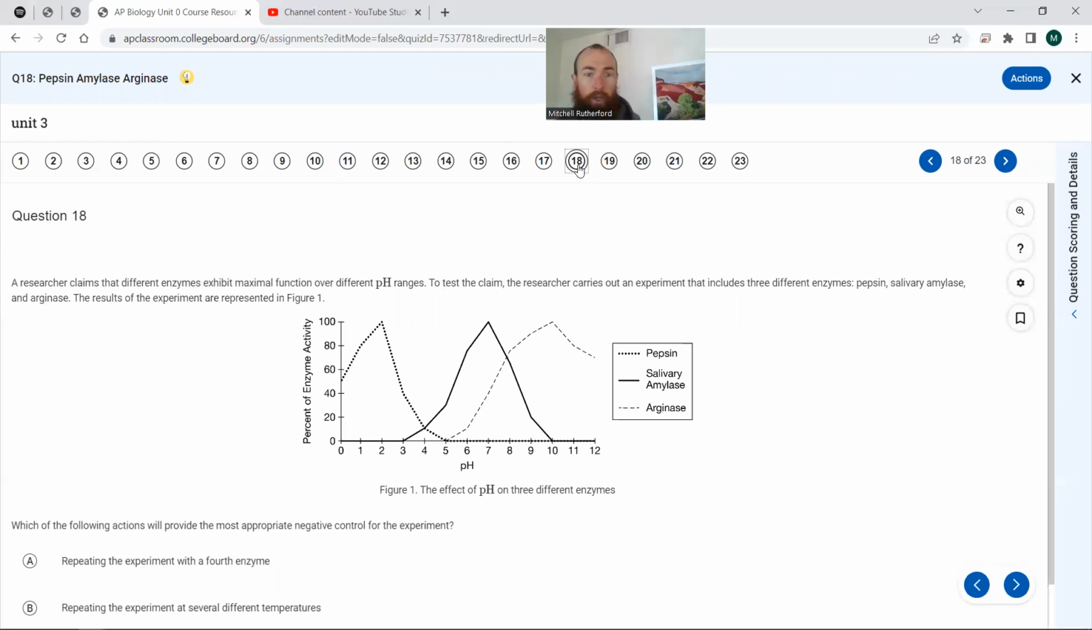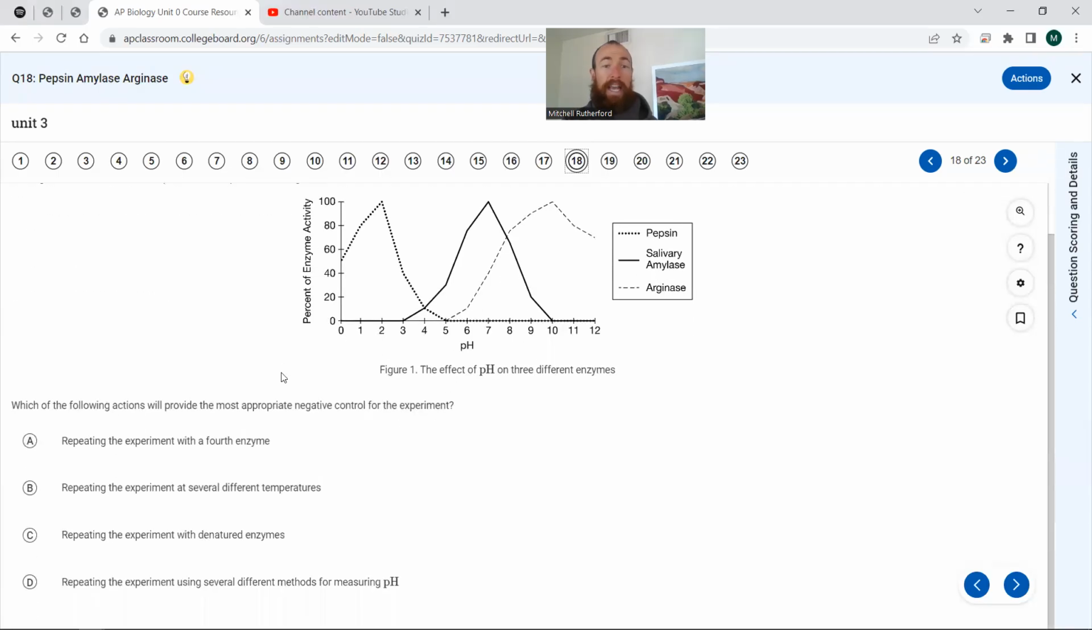Okay. Now a graph. Oh, we love them. This is the stuff that I love. Now notice, I enjoy the ones that I love, and I still work really hard on the ones that I don't love. Everybody has their specialty question, but you can still get good at all questions. All right. Which of the following actions will provide the most appropriate negative control for the experiment? They're testing your knowledge of negative control. Honestly, I don't really remember this one. So we'll see if we can figure it out.